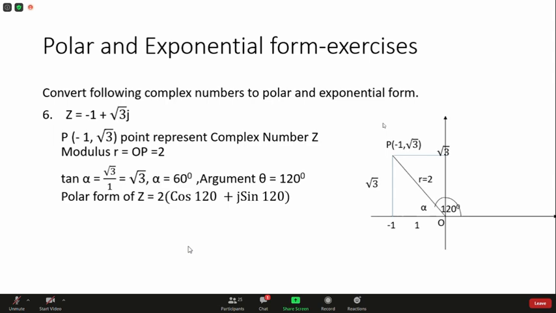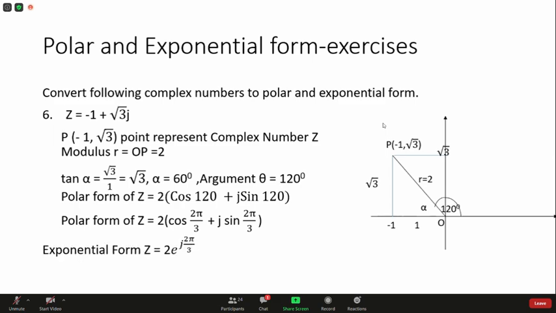The angle: tan alpha is square root of 3 by 1. The positive small angle. When you calculate the small angle, don't take the negative values, only the absolute values. That is 60. But the argument is different. The argument is 120, 180 minus 60. That is 2 pi by 3. Now this complex number is in polar form. I think we can understand step by step now. Finally, the exponential form is 2 e^(j2π/3), right?